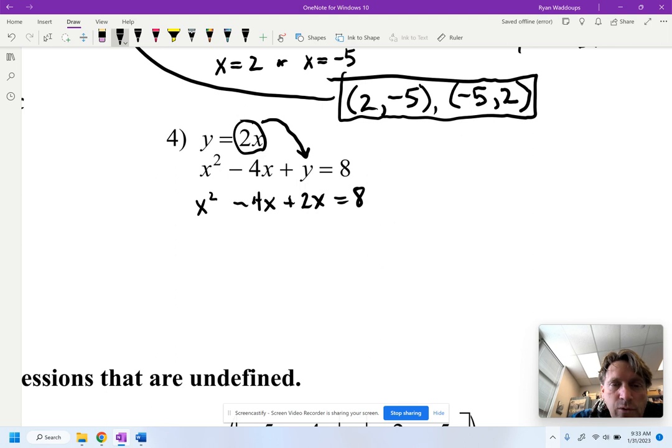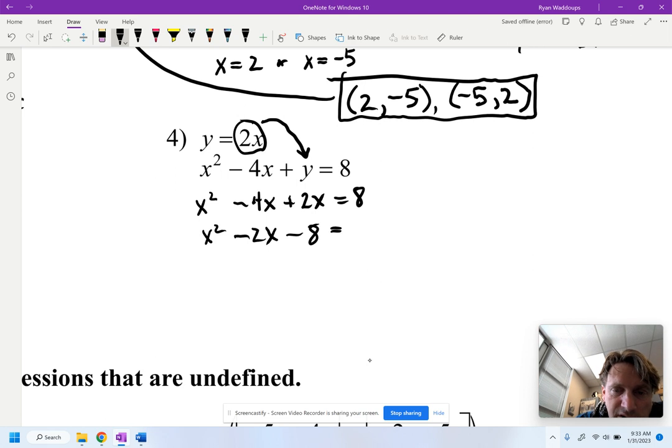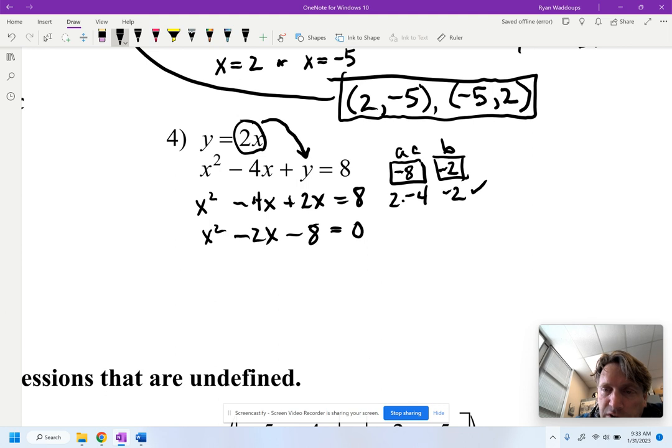And I want to put it in standard form. So x squared minus 4x plus 2x is minus 2x. And then the 8 comes across as minus 8 equals 0. And then I say, hey, what's AC? AC is negative 8, and B is negative 2. So I'm thinking 2 times 4 is 8. And if I put the negative on the 4, 2 times negative 4 is negative 8, and 2 plus negative 4 is negative 2. So those are the numbers.